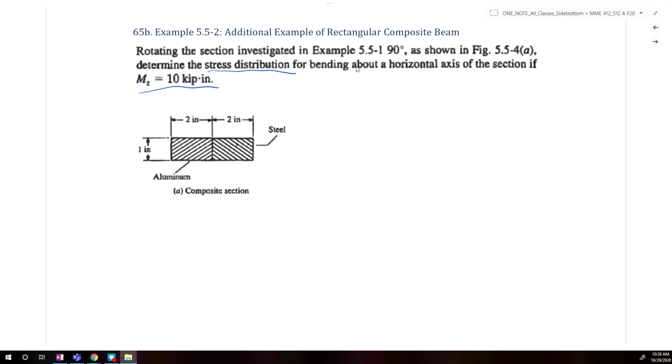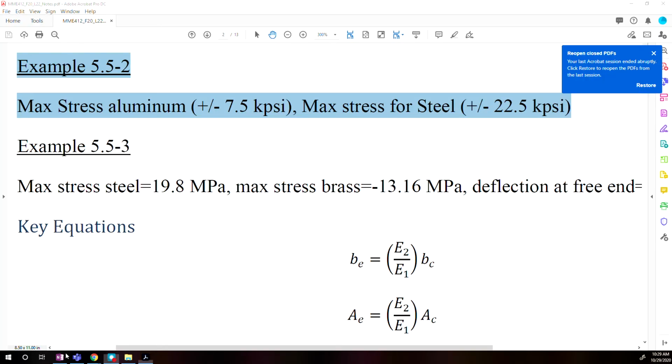The results of your answer are highlighted in blue on this page. So the maximum stress within the aluminum would be plus or minus 7.5 kpsi, and the maximum stress for the steel would be 22.5 kpsi.